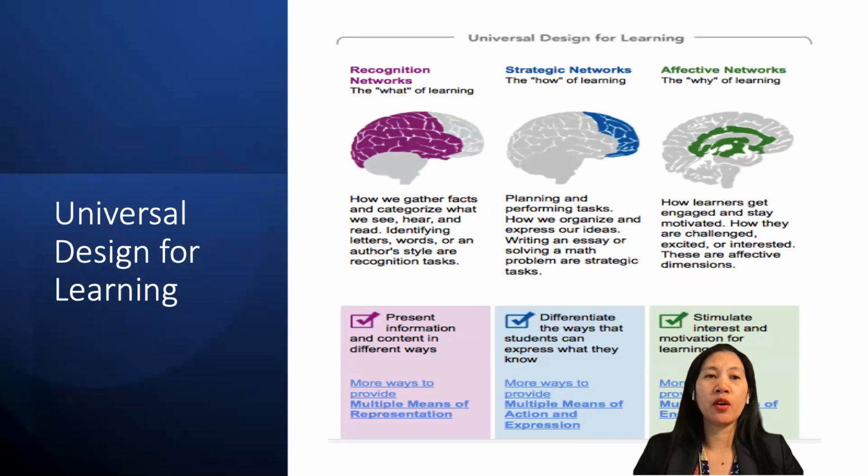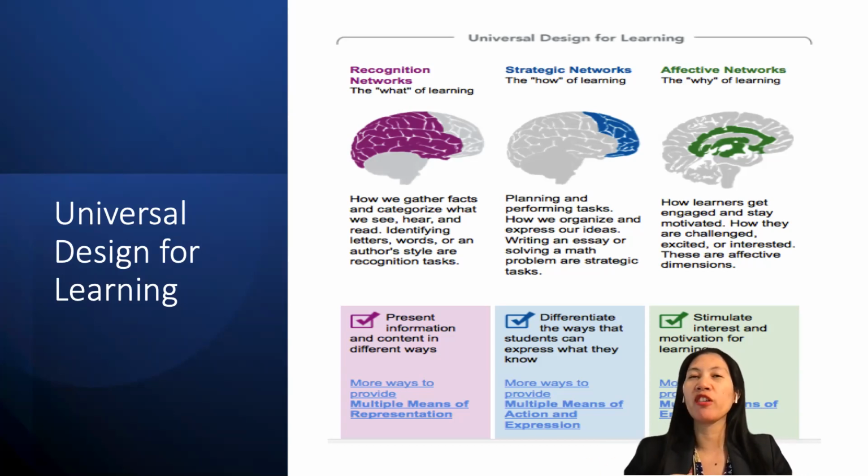So universal design for learning recognizes networks. What does it mean by that? It is the what of learning. How do we gather facts and categorize what we see, hear, and read from our students? How we identify letters, words, or an author's style are recognition tasks. So I know our students have present information and content in different ways. We need to recognize that students also learn in different ways, but we need to really encourage them and facilitate their learning as educators. We are the facilitators of learning. We are not just teachers, we are facilitators of learning.